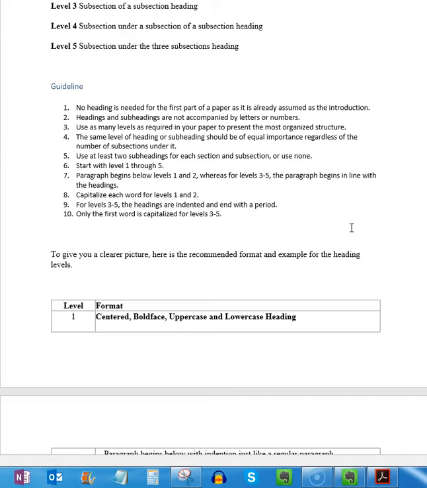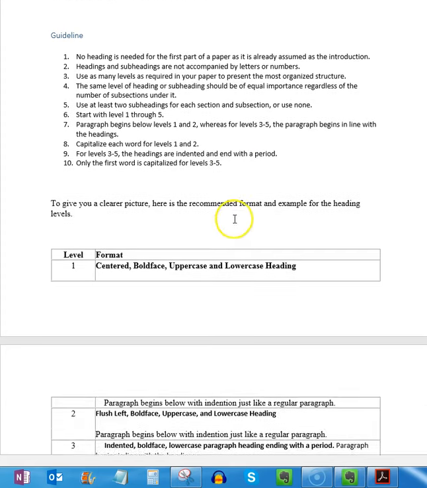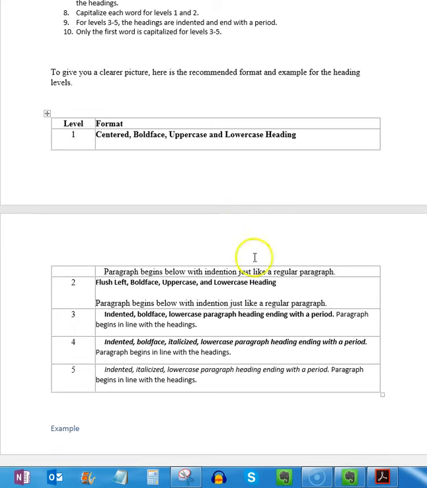Start with level 1 through 5. Paragraphs begin below level 1 and 2 headings, and for levels 3 through 5, the paragraph begins in line with the headings. Capitalize each word for levels 1 and 2, and I'll show you each of these specifically, of course. For levels 3 through 5, the headings are indented and end with a period, and only the first word is capitalized. And these are some common mistakes that I see in papers from students. So here's what they look like, generally speaking.